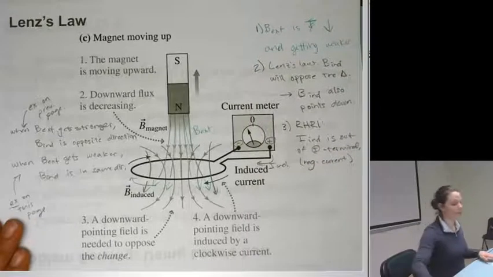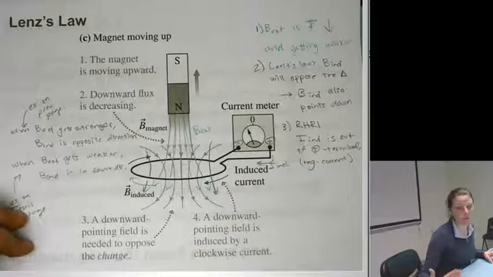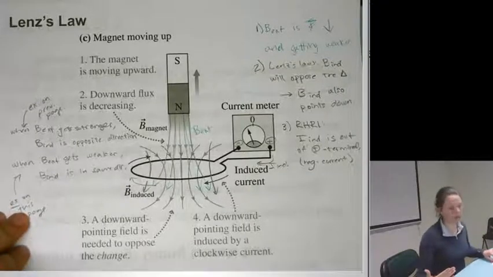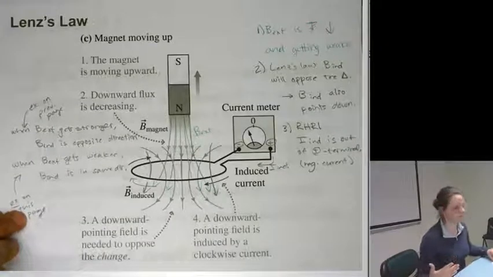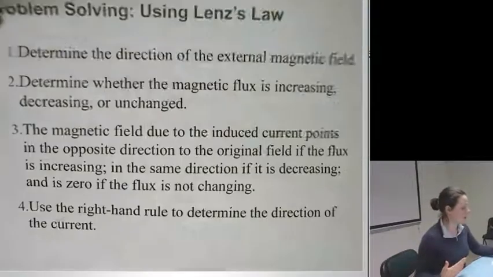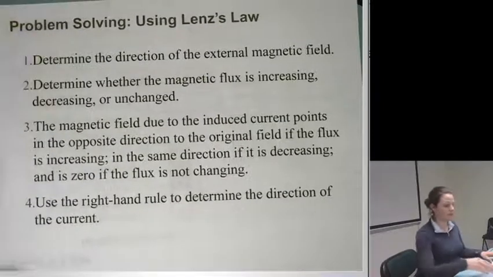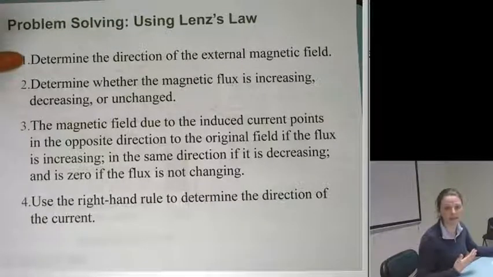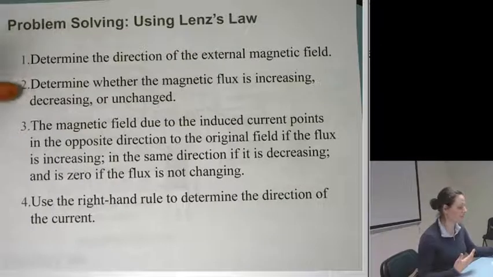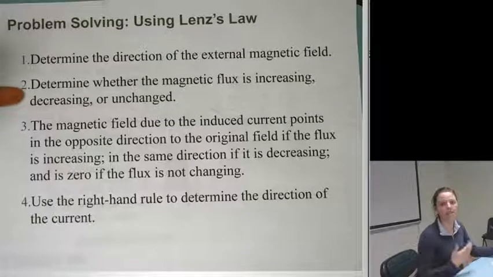Okay, so that's the main problem-solving strategy that we're using for this. This is the hardest part of all of induction, is figuring out the direction of induced currents and induced magnetic fields. So there is a set of problem-solving steps. And we've been working through these already, but I'll put them here. The first thing that we do is determine the direction of the external magnetic field. And the second thing that we do is determine whether the magnetic flux is increasing, decreasing, or unchanged.